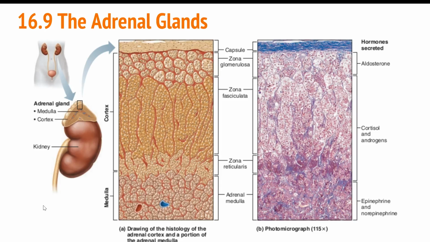And finally, we have the zona reticularis. These cells are arranged in a net-like pattern. They mainly produce small amounts of adrenal sex hormones called gonadotropins. Let's take a look at each of these classes of corticoids before we move on to the adrenal medulla.